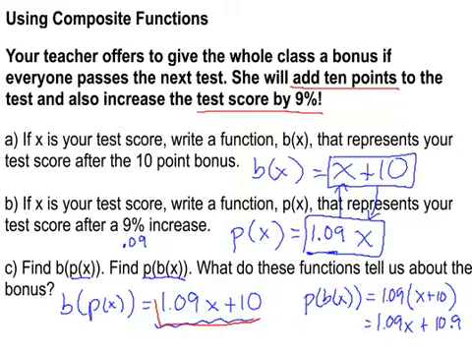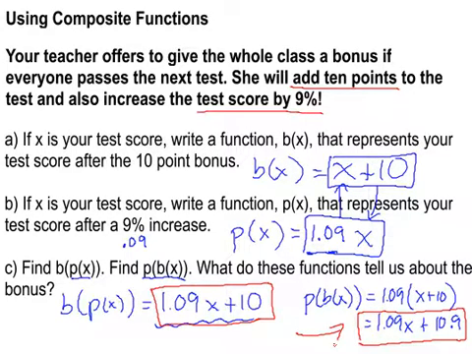Here, it's 1.09x plus 10. Here, it's 1.09x plus 10.9. We can now see that if it's done in this order, if we add 10 first and then increase our score by 9%, we will actually end up with a better score overall.